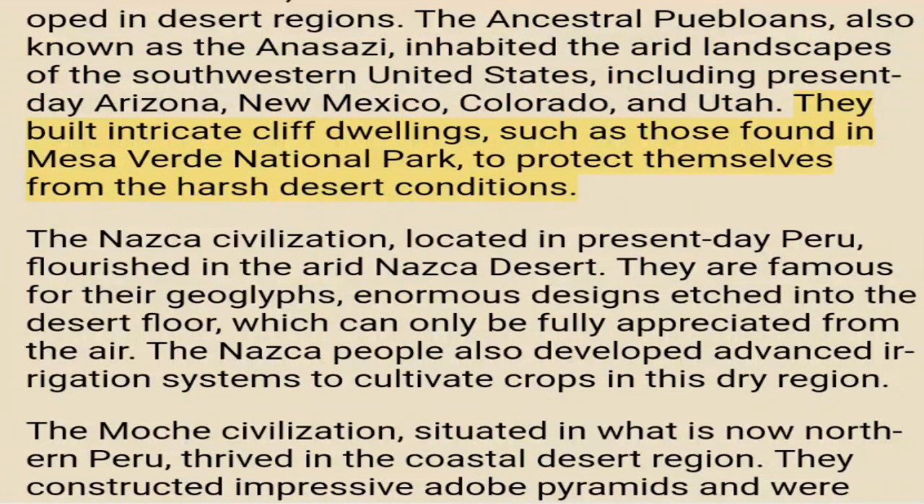desert conditions. The Nazca civilization, located in present-day Peru, flourished in the arid Nazca Desert. They are famous for their geoglyphs, enormous designs etched into the desert floor, which can only be fully appreciated from the air. The Nazca people also developed advanced irrigation systems to cultivate crops in this dry region.